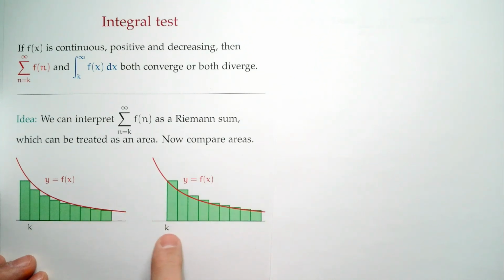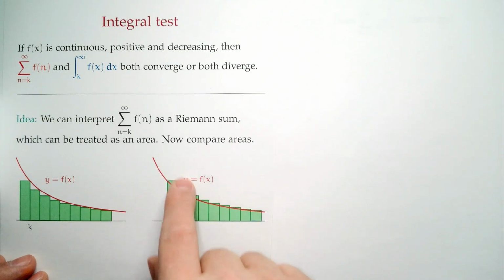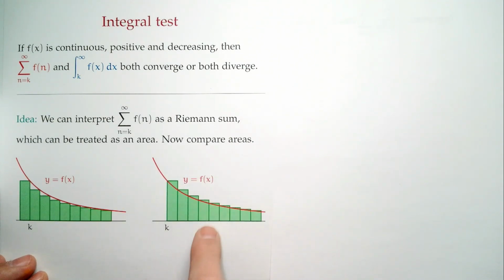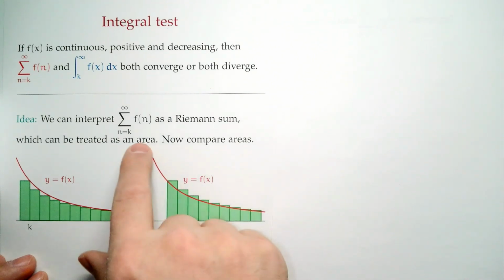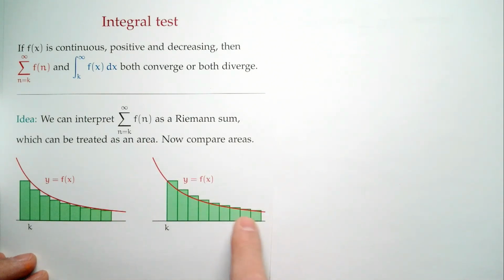Now the other thing I could do is I could go to k, and I could go not to the left, I could go to the right. I can do that at every single one. And again, a bunch of rectangles, and the function. Now, what's the story? Well, the claim is if one converges, the other converges.